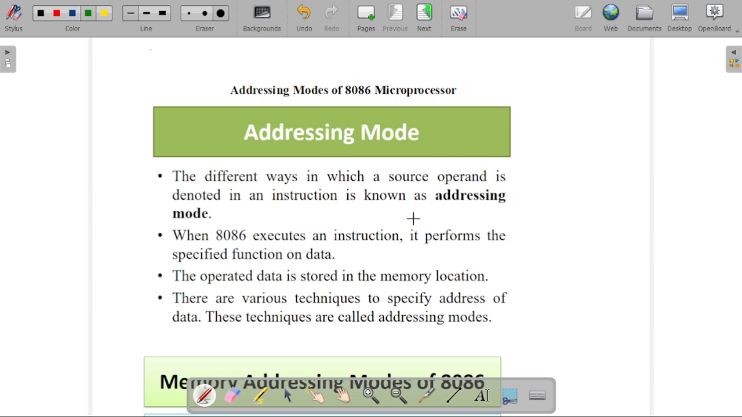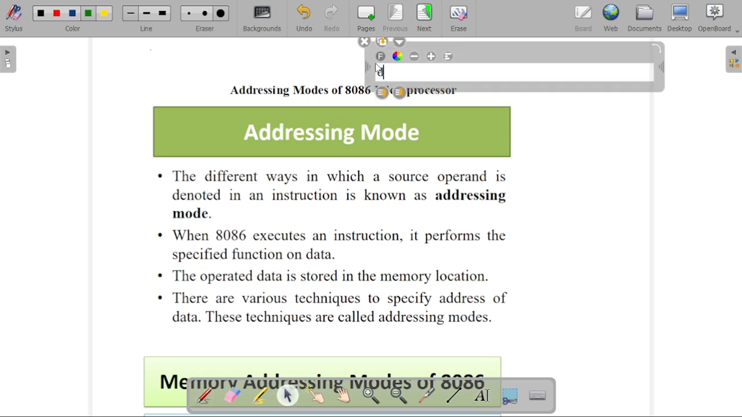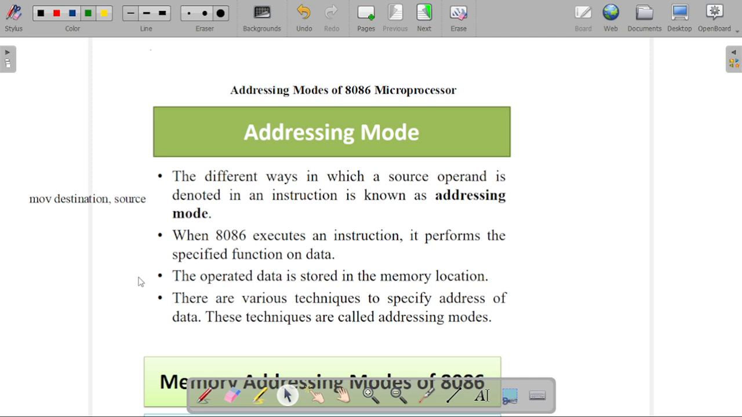In an instruction, there are two operands. First of all, there is a destination operand and the second one is the source operand. Suppose I am writing here the move instruction, and we can consider it as move destination comma source. Whenever we write this instruction, it consists of these two operands, that is destination and the second one is source.